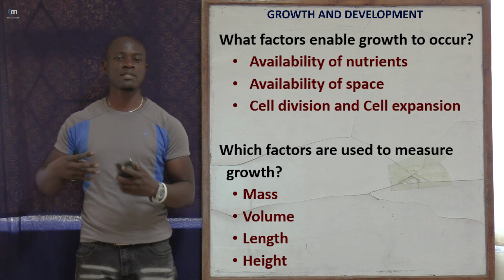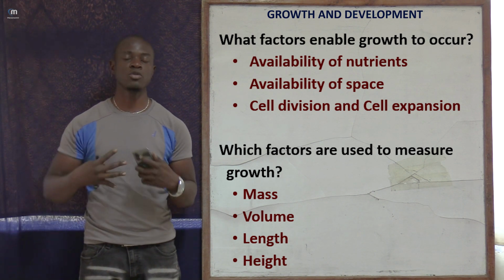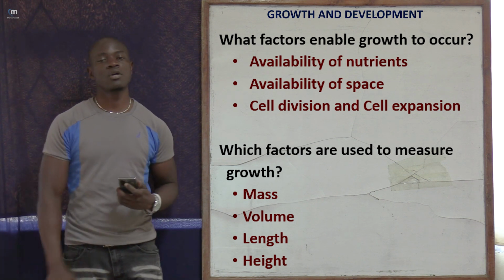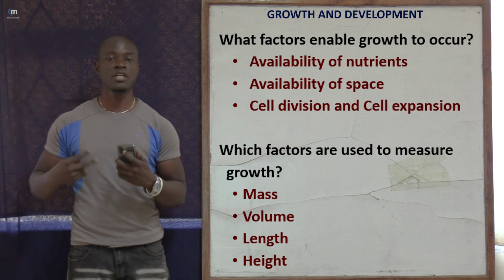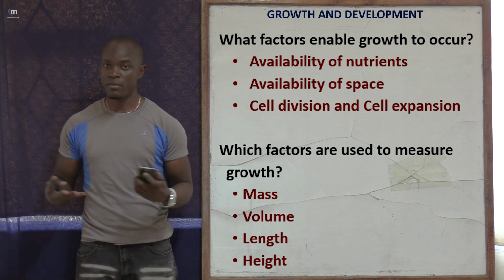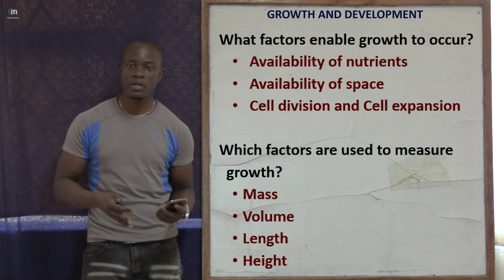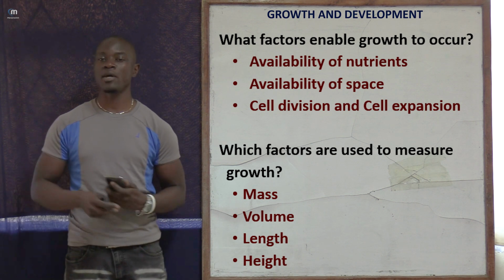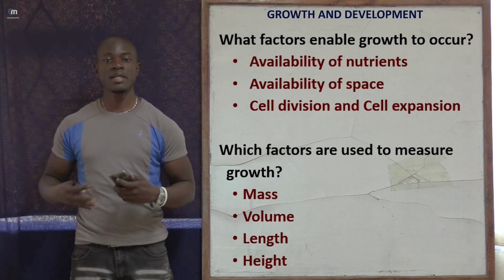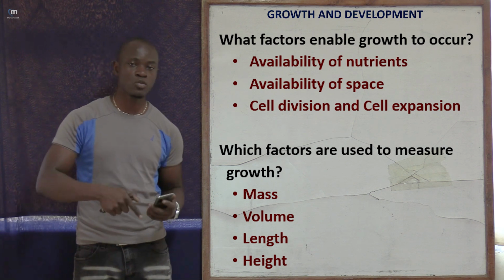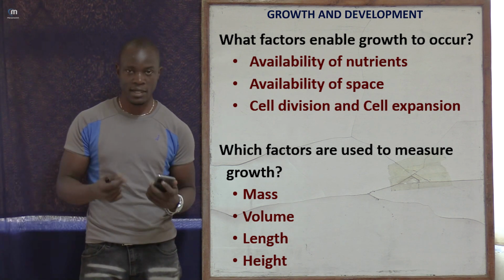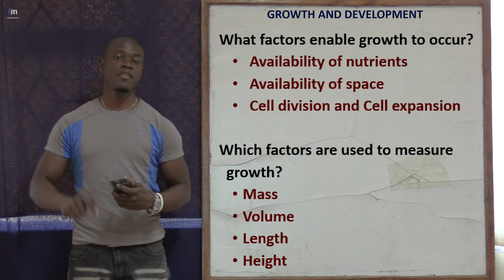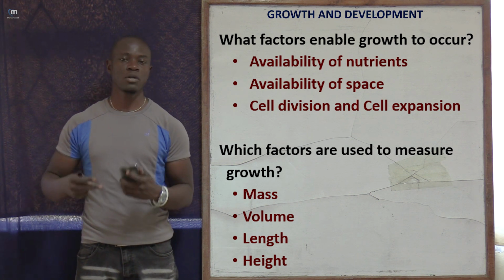Why do organisms grow? What factors make them increase in size, in shape, and so on? The first one we are going to talk about is the availability of nutrients in the environment. If there are nutrients available in the environment, the organisms are going to take these nutrients. Remember what we studied in Form 1, the topic of nutrition. We said a nutrient is anything taken into the body to provide the body with energy. So at this point we are saying availability of nutrients leads to growth, which is true.